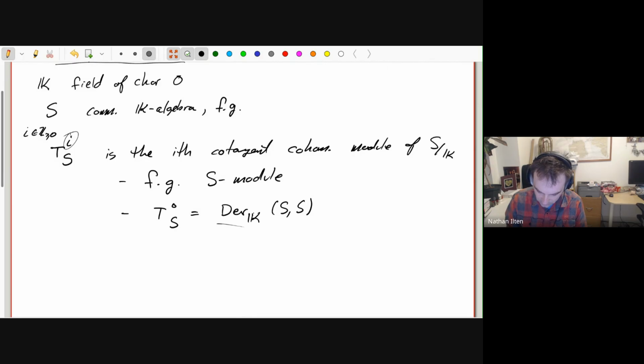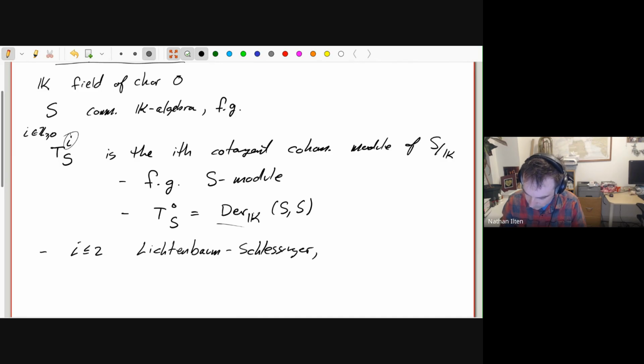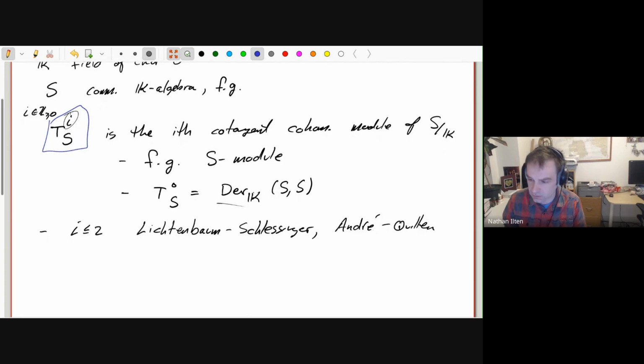And just to write down some names here, for I less than or equal to 2, these were first defined by Lichtenbaum and Schlesinger. And then in general, these were done independently by André and Quillen. And actually frequently this Ti of S is also called André-Quillen cohomology of the algebra S. Okay, so this is an interesting cohomological invariant of the algebra S.